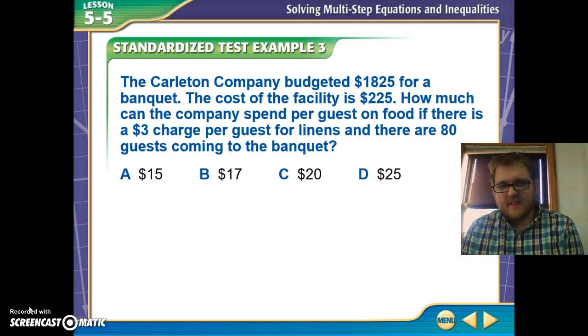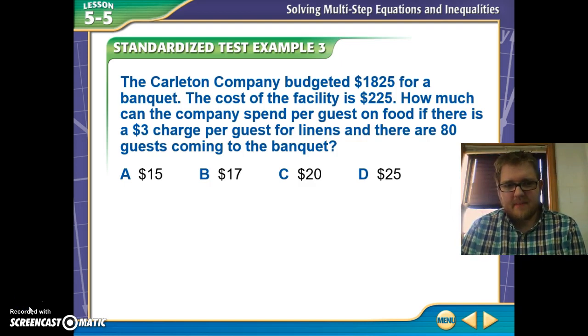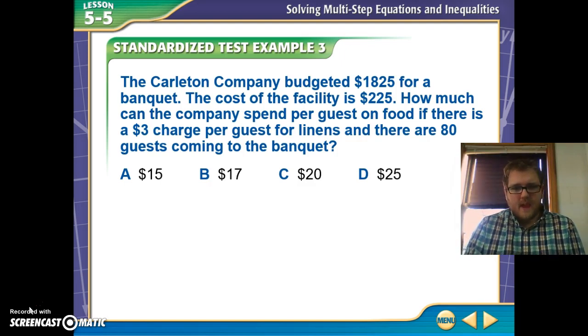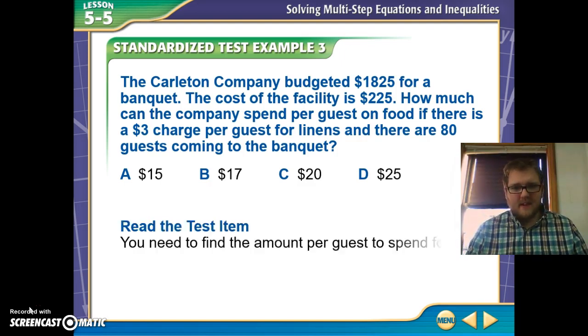So now let's look at this example here. The Carlton Company budgeted $1825 for a banquet. The cost of the facility is $225. How much can the company spend per guest on food if there is a charge of $3 per guest for linens and there are 80 guests coming to the banquet? So we're looking for the amount that the company can spend on each guest, or how much they can spend.